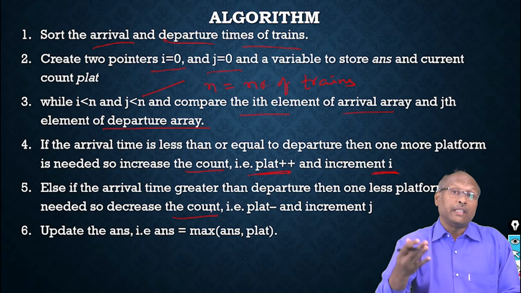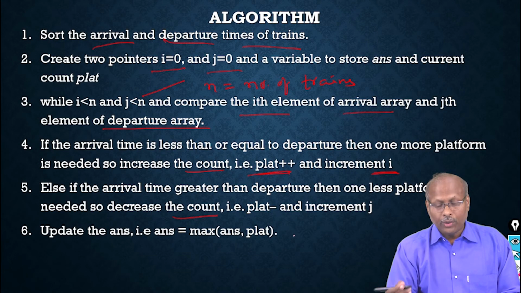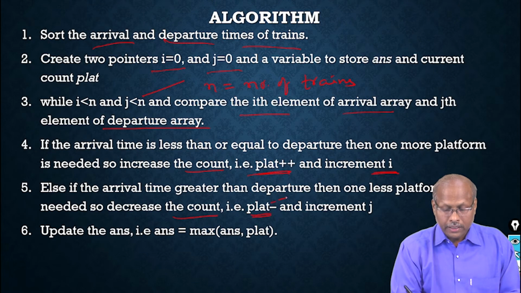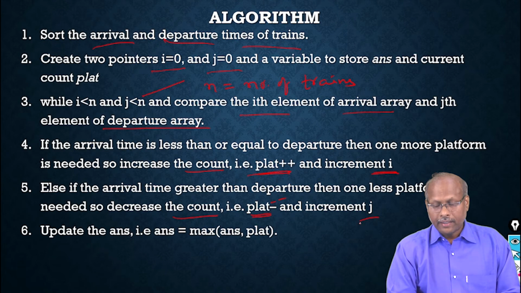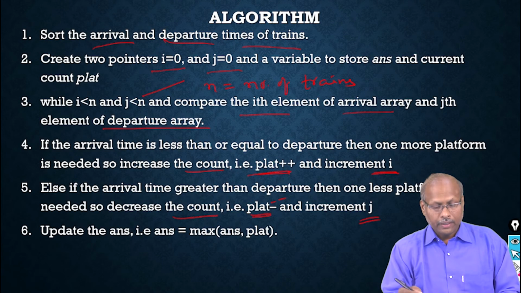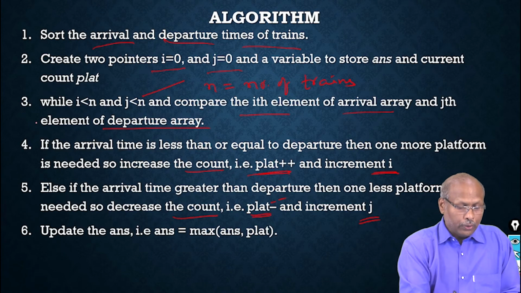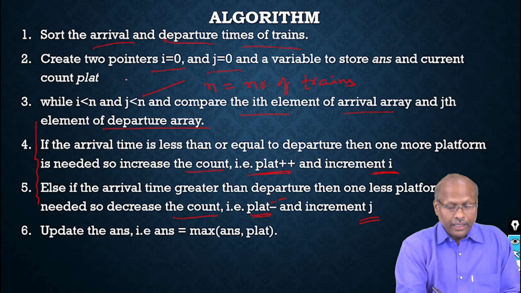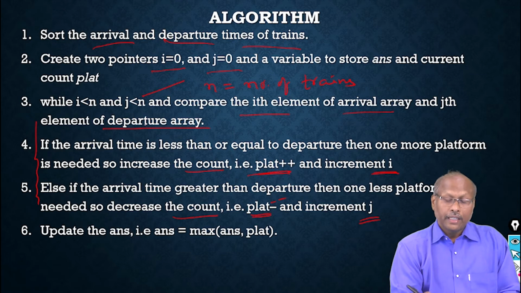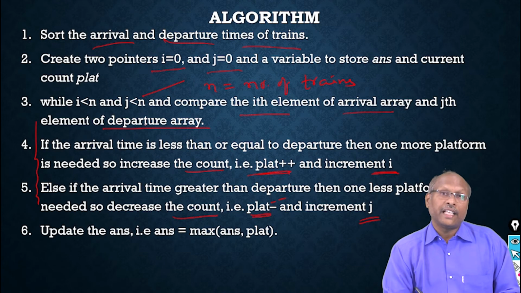If one train is leaving, that means departing, then the platform value you have to reduce: platform minus minus. Here it is plus plus, here it is minus minus. Then increment the j. So you are maintaining two indexes, one for arrival, one for departure. This process you continue for all the trains. How many trains are there? A number of trains. In the previous example I have shown, there are 6 trains, so 6 times it will be repeating.